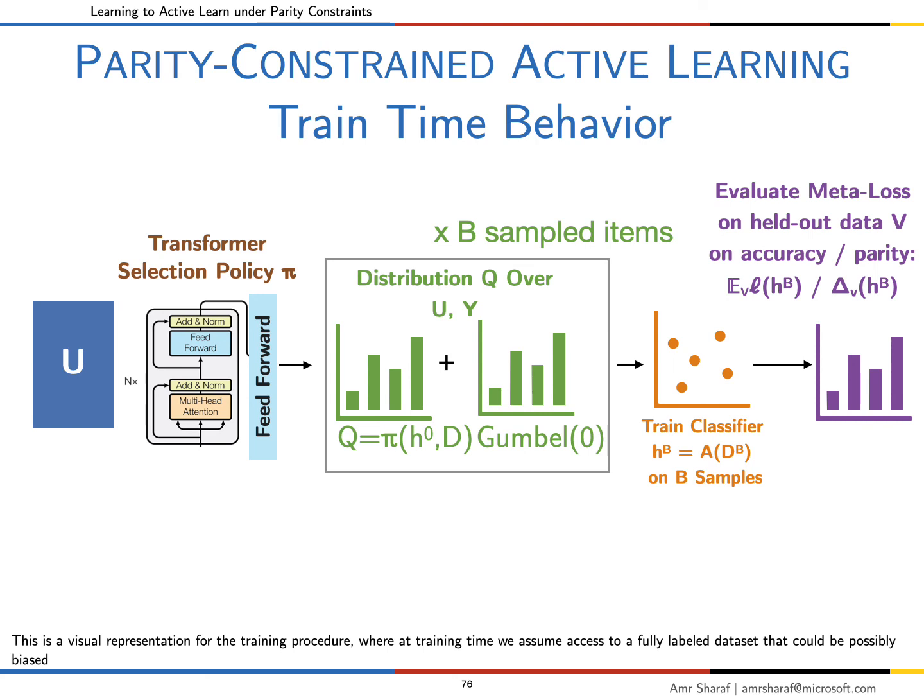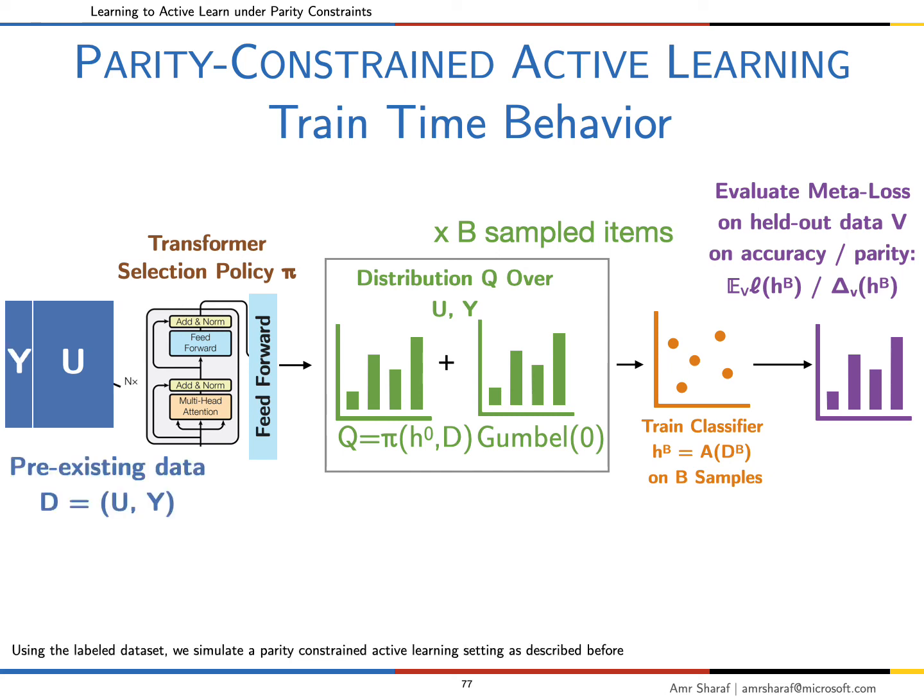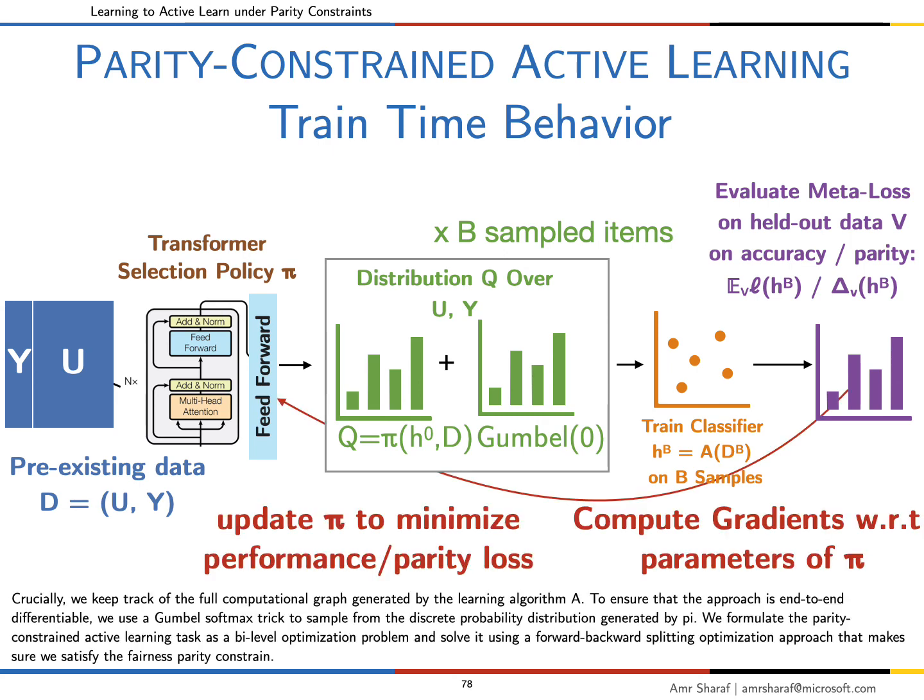This is a visual representation of the training procedure, where at training time we assume access to fully labeled datasets that can possibly be biased. Using the labeled dataset, we simulate the parity-constrained active learning setting as we described before. Crucially, we keep track of the full computational graph generated by the learning algorithm A. To ensure that the approach is end-to-end differentiable, we use a Gumbel softmax trick to sample from the discrete probability distribution generated by pi. We formulate the parity-constrained active learning task as a bi-level optimization problem and solve it using a forward-backward splitting optimization approach that makes sure that we satisfy the fairness parity constraint.